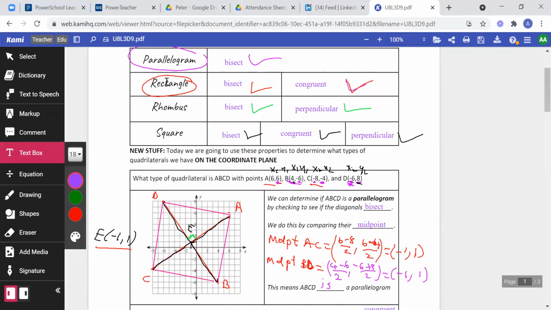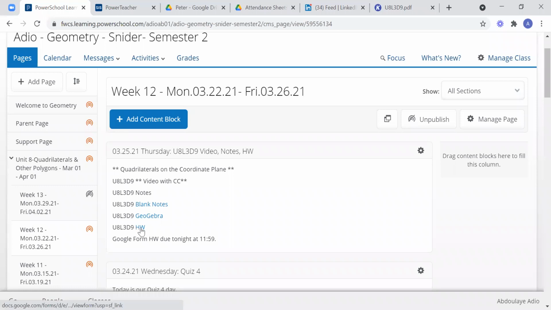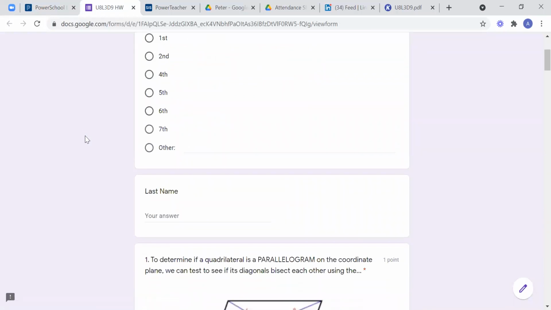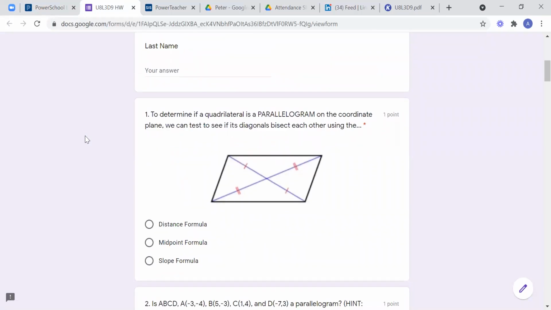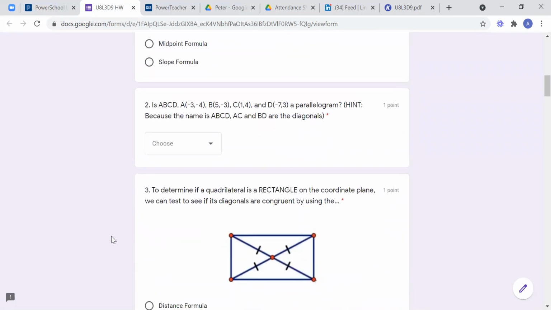So the homework is also on our page that you can make use of. Let me see what is there. So what do we use to determine that a quadrilateral is a parallelogram? Just use the midpoint formula, okay? ABCD is a parallelogram, yes, because the hint here says AC and BD are diagonals.